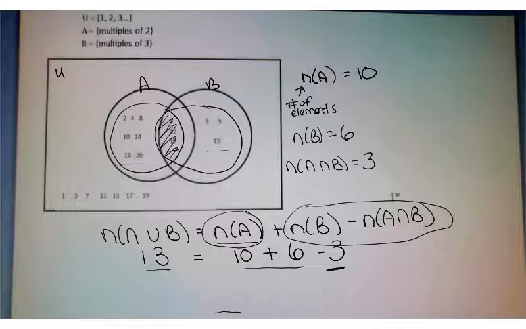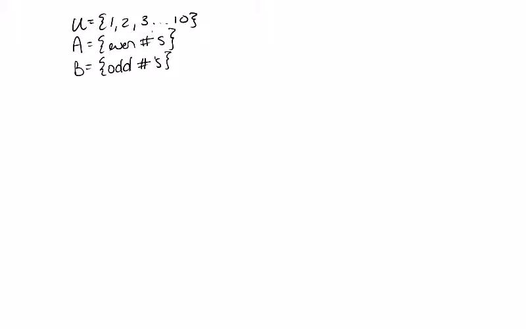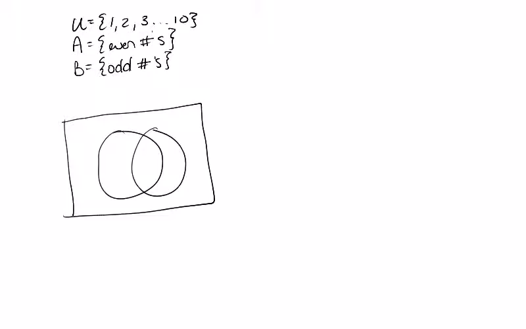Let's take a look at another example. Now we're going to let our universe be the numbers 1 through 10. We're going to define set A to be the even numbers. We're going to let set B be the set of odd numbers. We're going to go ahead and construct a Venn diagram and place the digits 1 through 10 in their appropriate places. So, 1, 3, 5, 7, 9 over here in the odd numbers, 2, 4, 6, 8, 10 for the even numbers.